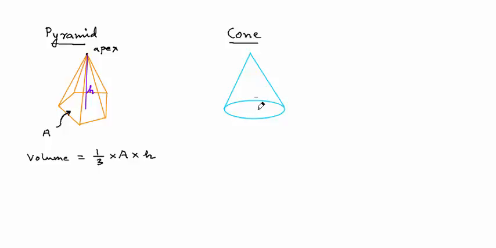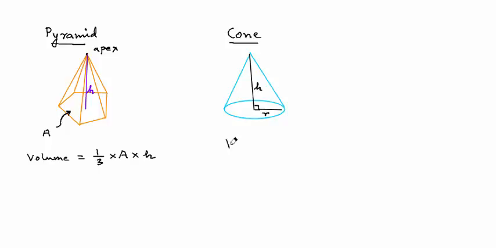The circle has got a radius and the cone has got a height, which is the perpendicular distance of the apex from the center of the circle. And this angle out here is actually 90 degrees, or a right angle. Let's say the radius of the circle is R and the height of the cone is H.